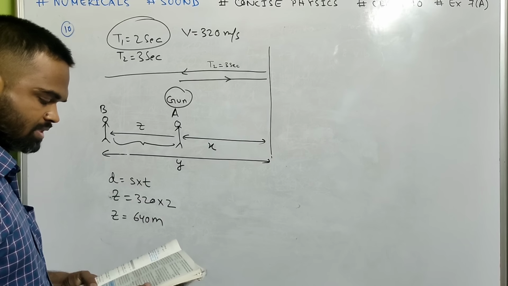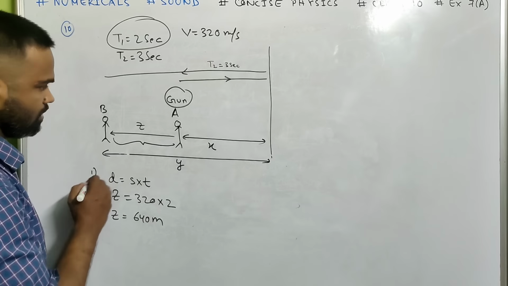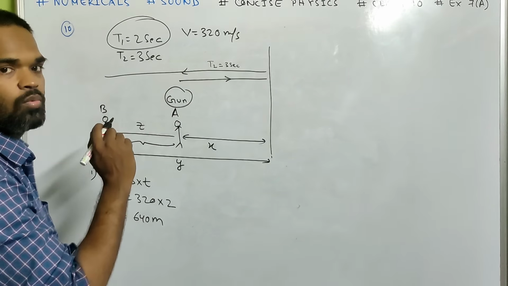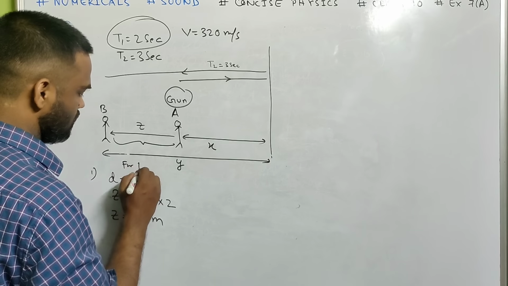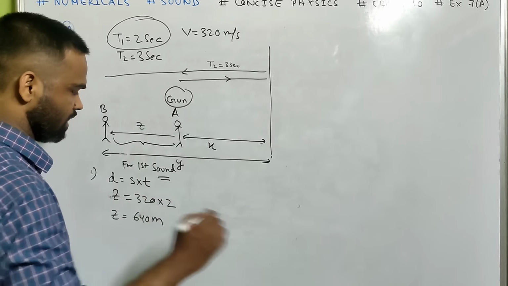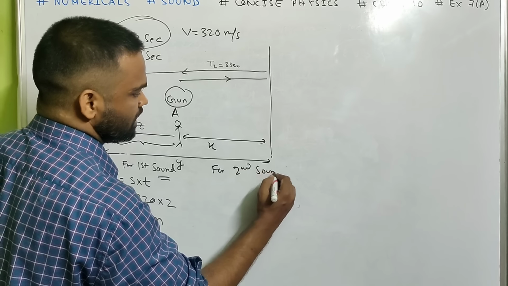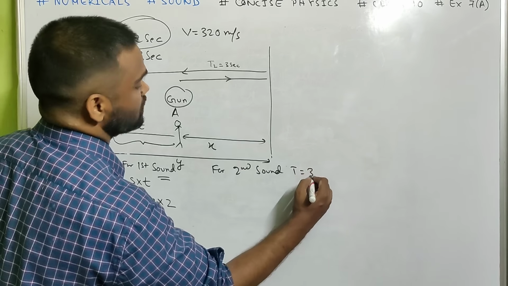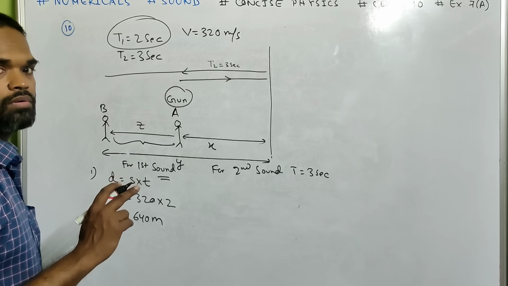Okay. What they're asking? Calculate X and Y. Now, look over here. For the second sound, this was for the first sound, when the time was 2 seconds. For the second sound, just be careful. Your time is 3 seconds. Yes or no? Now in this case we have echo.